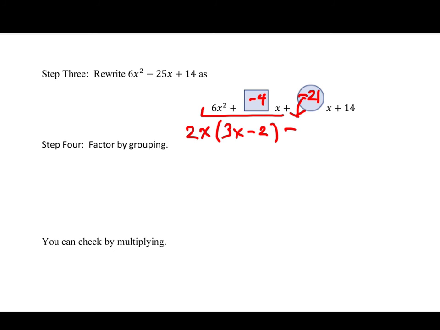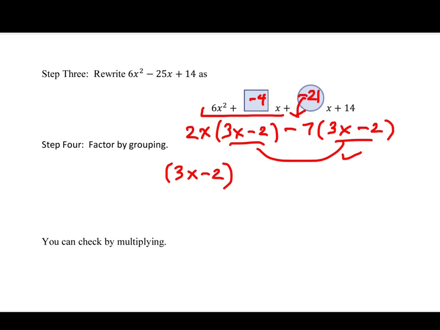21 and 14 are both divisible by 7. I don't have an x in the fourth term, so I do not pull out an x there. So I'm taking negative 21x and I'm dividing it by negative 7. So that's going to give me a 3x. Positive 14 divided by negative 7 is negative 2. Check. Yay, they match.